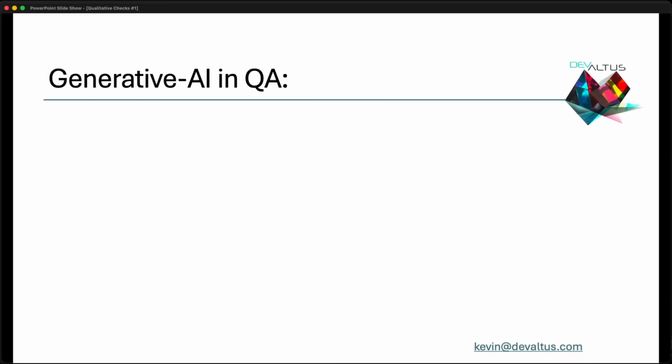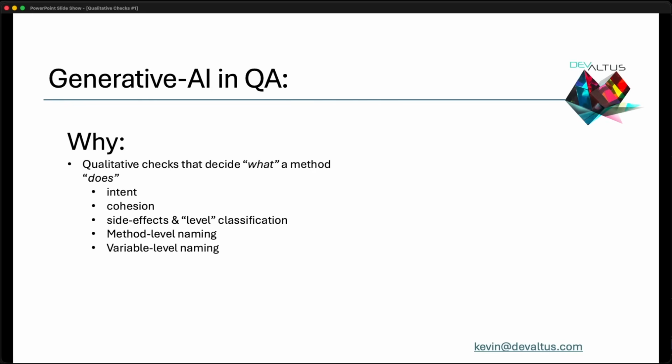Now, what is it exactly that we're going to be trying to get today? These are some of the things that I already talked about before. I've thrown in the fact that we want to make sure logging levels are in the right place. We want to make sure intent is there, cohesion is there. We don't have any side effects there. But you can start adding more interesting things. Did you name the method correctly? Did you name the variable correctly? Those are interesting things, and those are things that generative AI is good at and useful in QA.